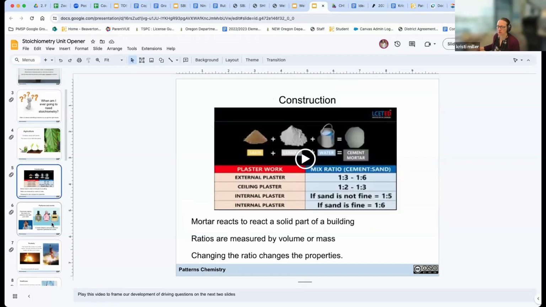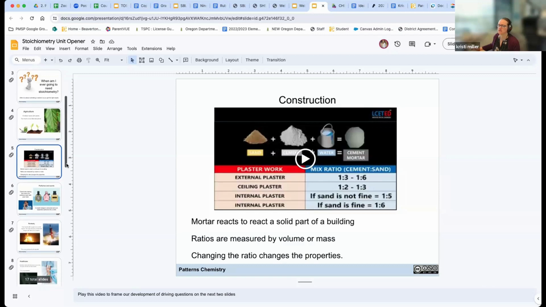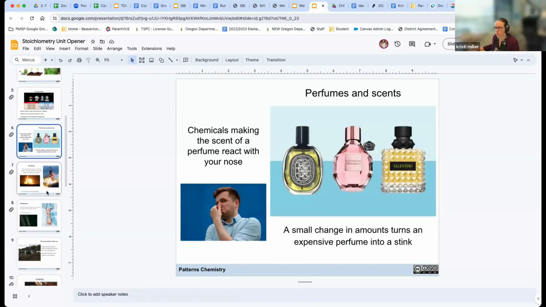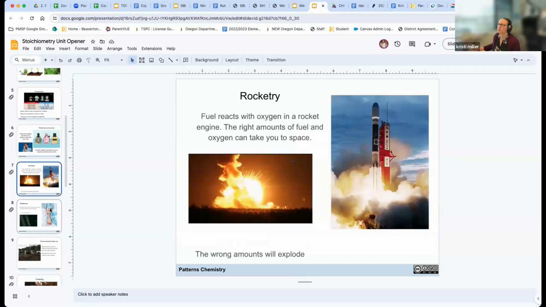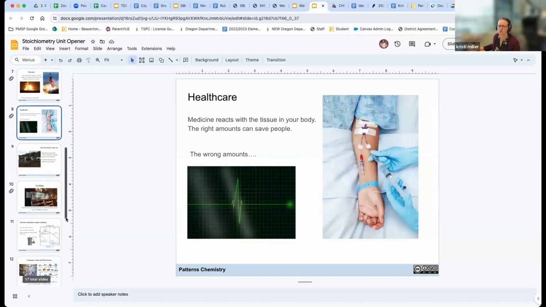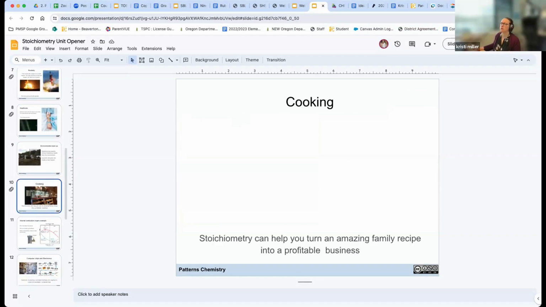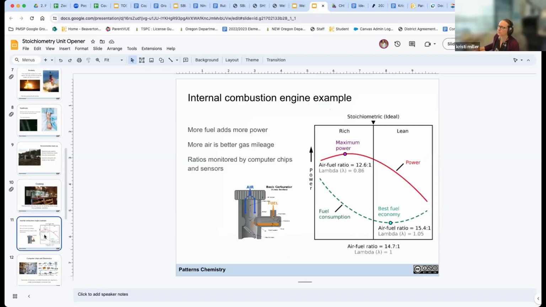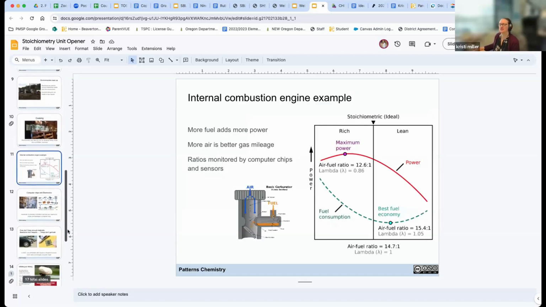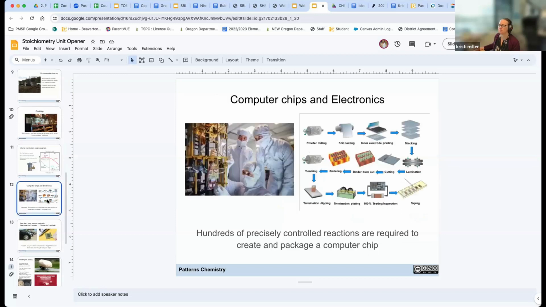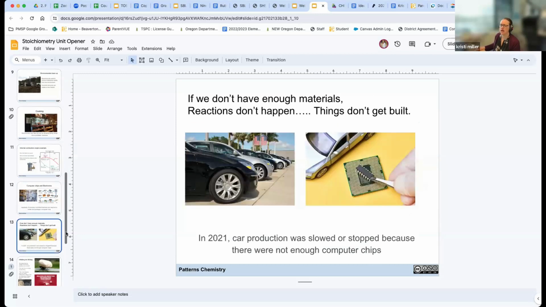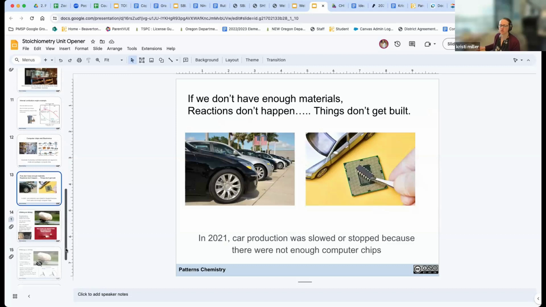We're looking at construction, plaster, cement, there's a ratio there. Perfumes, there's a ratio of ingredients there. Rocketry, very important ratios there. Healthcare, a lot of ratios there. Environmental, of course, cooking, internal combustion engine. So you can see there's just many examples here, and hopefully we tried to get a good range. At least one of these should click with every kid, hopefully.